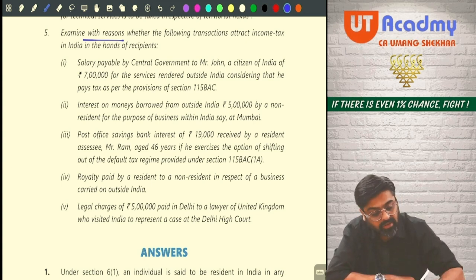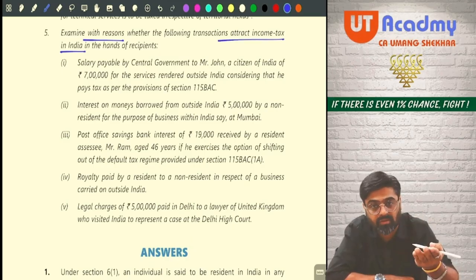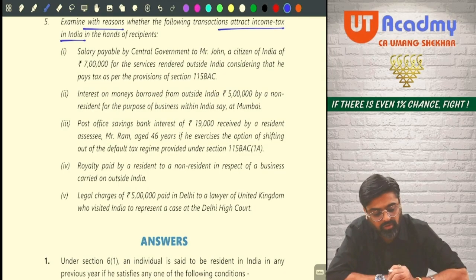Whether the following transactions attract income tax in India. That means whether the transactions are taxable incomes or not, in the hands of the recipient. Salary payable by the Central Government to Mr. John, a citizen of India, rupees 7 lakhs for the services rendered outside India, considering that he pays tax as per the provisions of 115BAC.